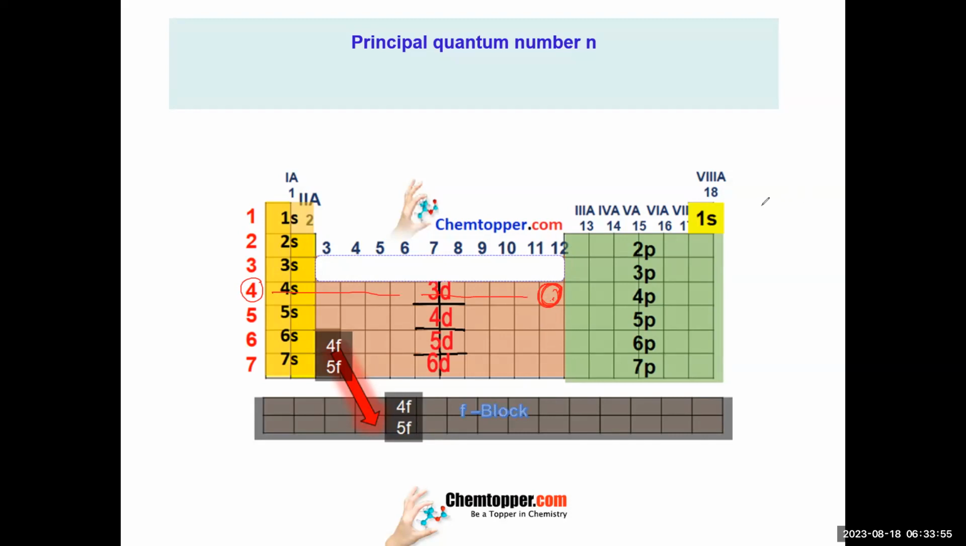Okay. So when n equals 4, what are the permitted subshells? This is the shell, right? Now we are checking for the subshells. The values are 0, 1, 2, 3. So when n equals 4, l is 0. What is that subshell?